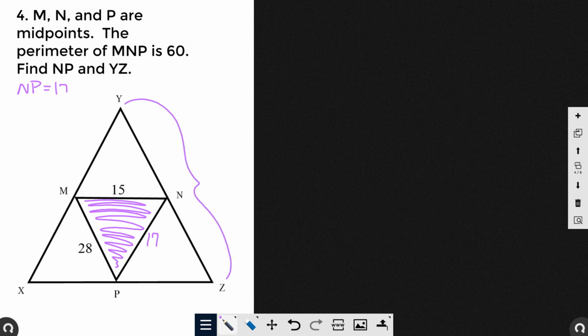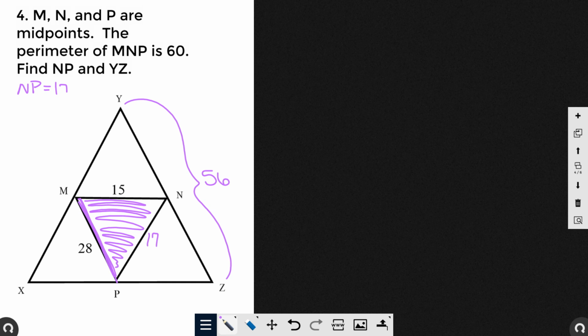Now what does this whole side relate to? 28, because that's the parallel. Does that mean that YZ is also 28? No. What is YZ? Double it. So what's 28 doubled? 56. So this whole side is 56.